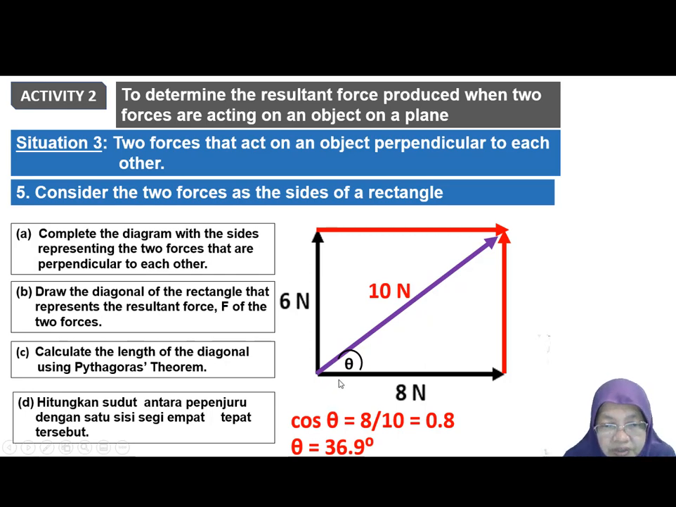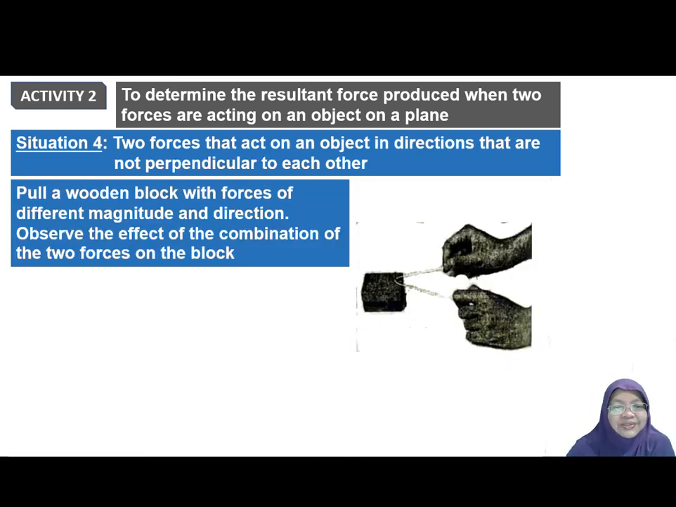So what we can say is the direction of the resultant force is 36.9 degrees from east, this is the east, right? Or from the x coordinate, x axis, whatever. Okay. Alright, so this is the third situation.